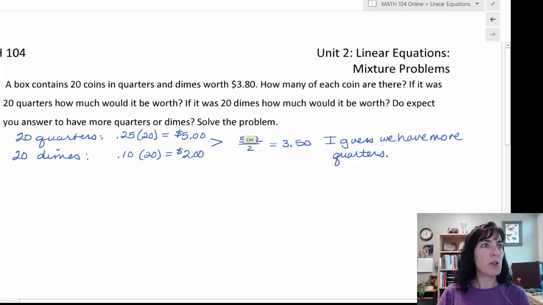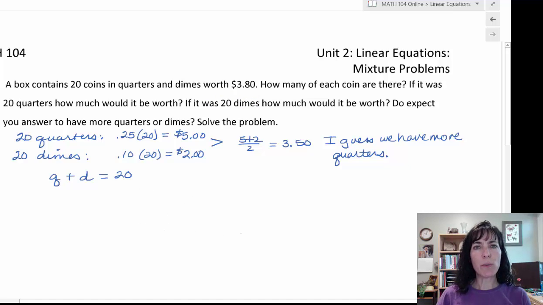Then it says solve the problem. So we need to figure out exactly what we do have. This is a mixture problem because we have a mix of dimes and quarters. We know we have 20 coins altogether, so the number of quarters plus the number of dimes is going to be 20. And the value is $3.80.